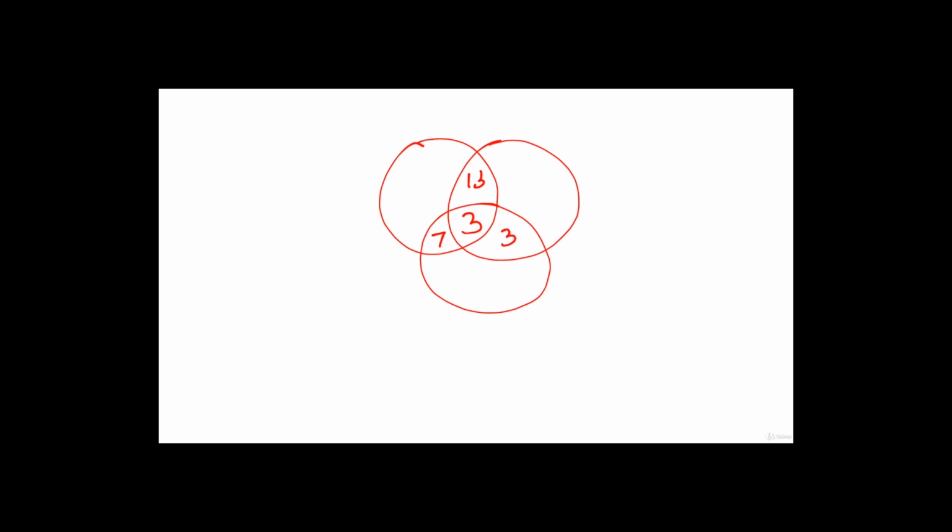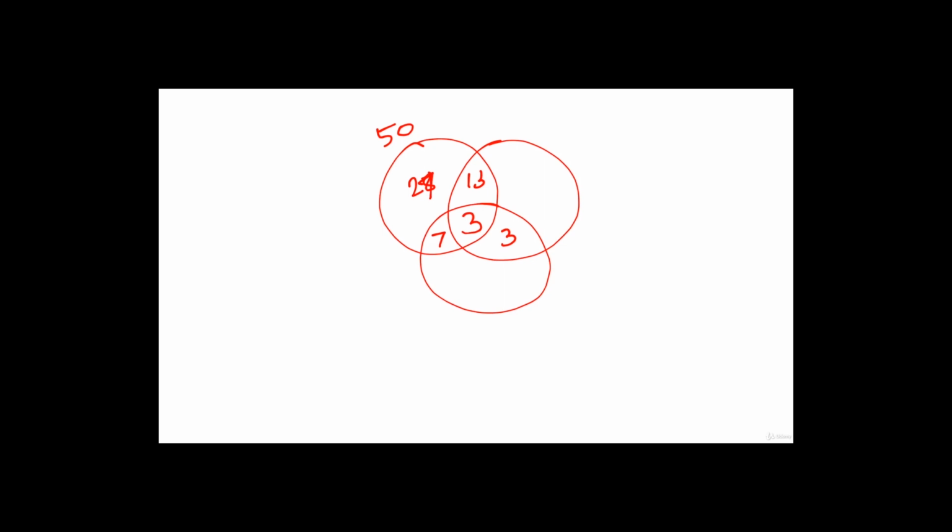Now we know that the outer circle, the left hand side circle, completely is 50. When we need only the numbers that are divisible by 2, we have to subtract 13, 3 and 7 from 50. 50 minus 13 is 37, 37 minus 3 is 34, 34 minus 7 is 27. So when we add these 4 numbers, we will get 50. 27 plus 7, 34, 34 plus 3, 37, 37 plus 13, 50.